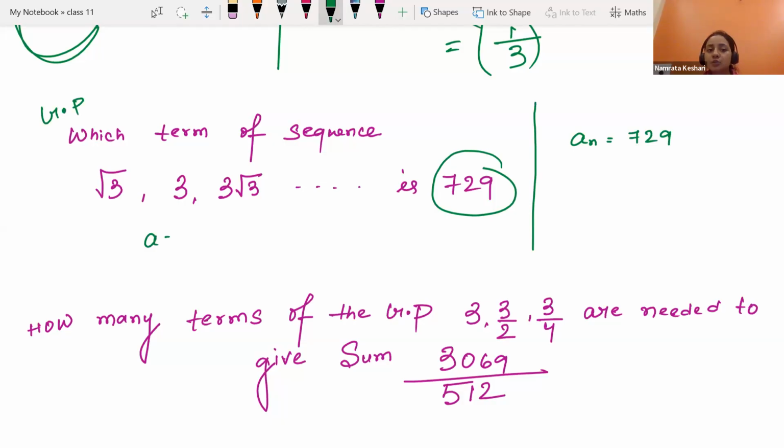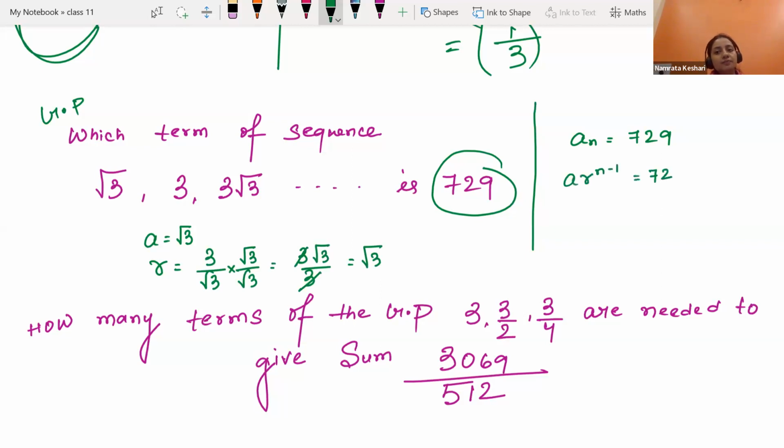The first term of this GP is root 3, and the common ratio is 3 over root 3. When you do the rationalization, why rationalization? Because in general we don't keep a root in the denominator. So we are getting 3 root 3 by 3, which is just root 3. The common ratio is just root 3. And if the nth term is 729, that means a r to the power n minus 1 is 729, right, Manvi?